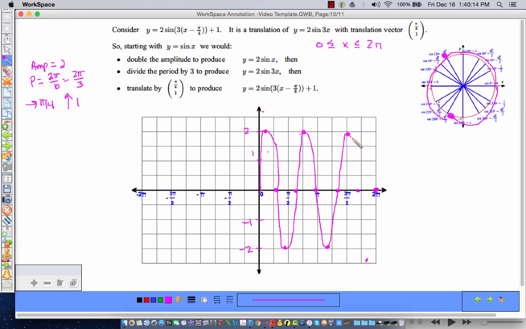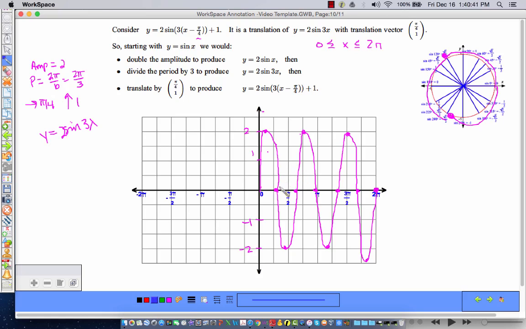So now I have sketched the curve of y equals 2 sine of 3x. Okay. Well, now all I have left is a horizontal shift of pi over 4 and a vertical shift of 1. And I suggest we do that all at once, and I'm going to do it in blue.